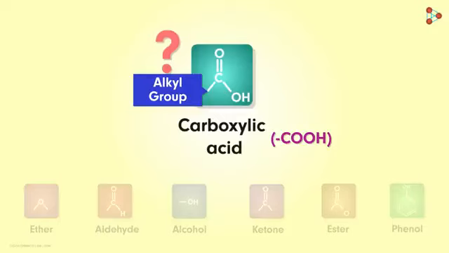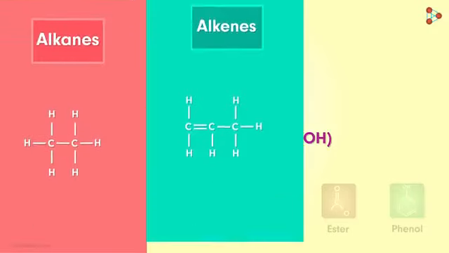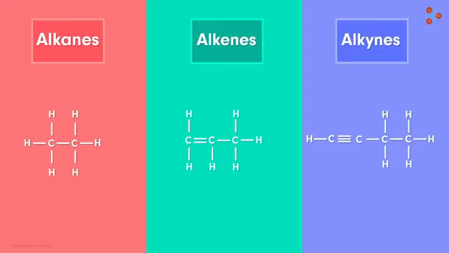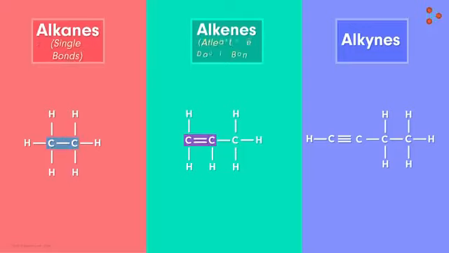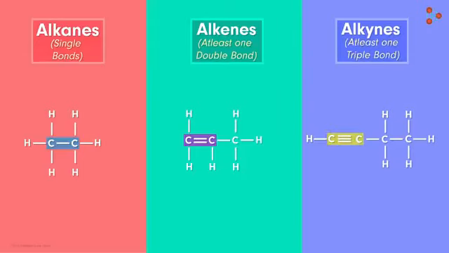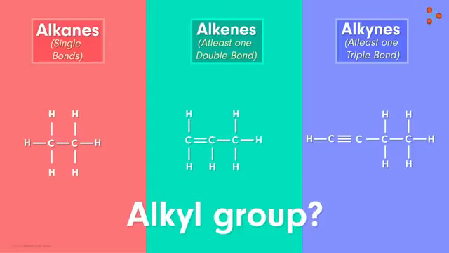Wait, what do we mean by an alkyl group? We've seen what alkanes, alkenes, and alkynes are. Single bonds, alkanes. At least one double bond, alkenes. And at least one triple bond, alkynes. So what is an alkyl group then?